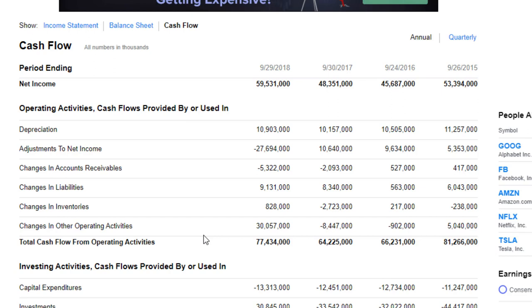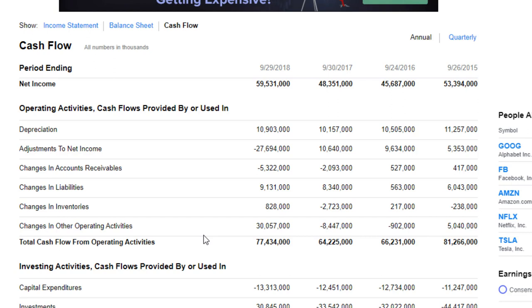Changes in other operating activities is anything that is not in categories 1, 2, 3, 4, 5 above, and this is positive. So total cash flow from operating activities that Apple did in 2018 is almost $77.5 billion.